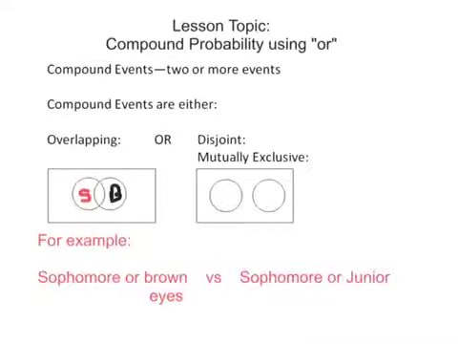Whereas the example on the right says, what if I was going to randomly select a person in this class and they are a sophomore or they're a junior? Well, sophomores might go here again, and juniors go in this bubble, and in no way is there a person that is both a sophomore and a junior. So the most important thing that you need to do when you see the word OR in these types of problems is ask yourself, are the events overlapping or are they mutually exclusive or disjoint?